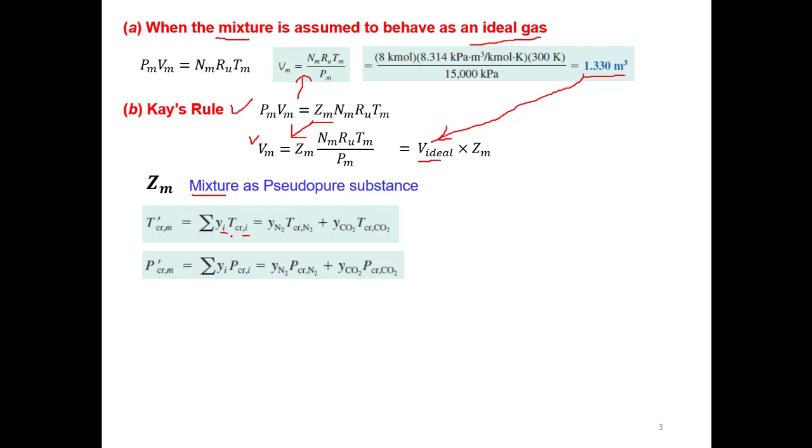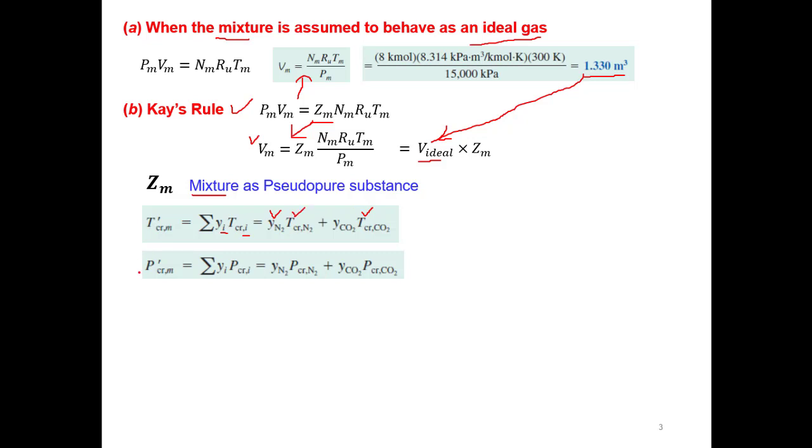Since in this example we have two gases, nitrogen and carbon dioxide, first of all, the critical temperature of the mixture is Y nitrogen times T critical nitrogen plus Y carbon dioxide times T critical carbon dioxide. That means we need to know the mole fraction as well as the critical temperature of both the gases. This we can read from the property table of the CO2 and property table of the nitrogen.